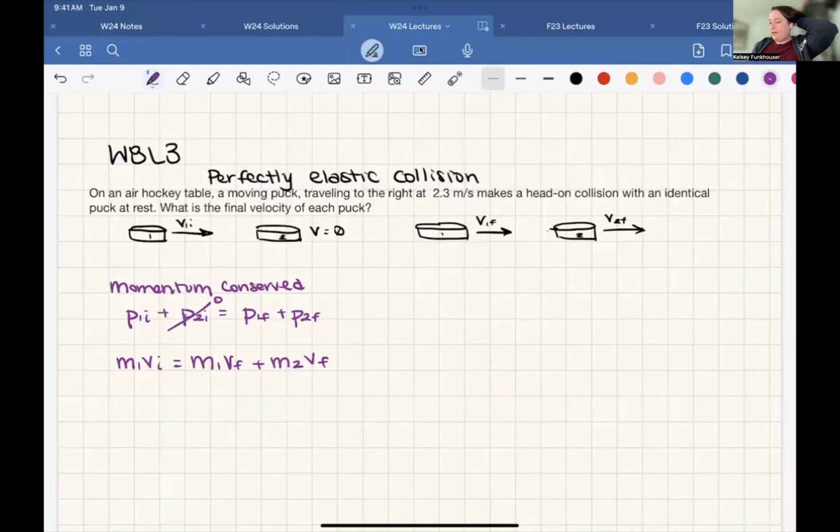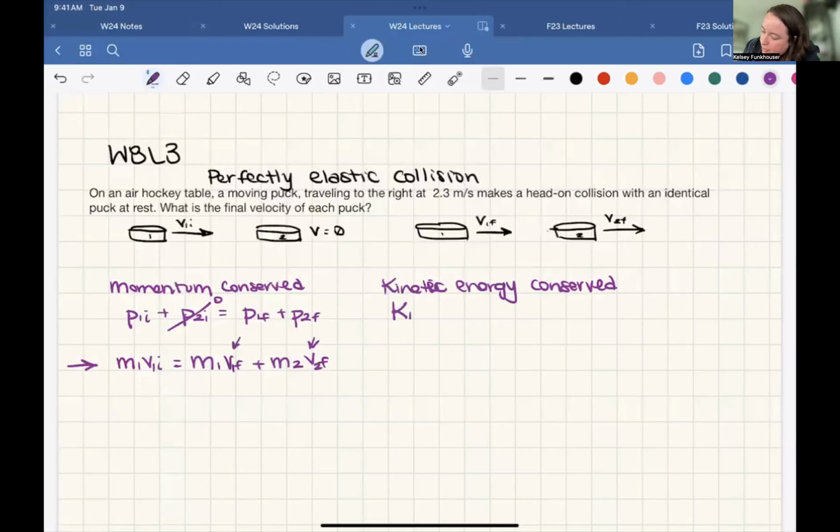So if we didn't have the option of using conservation of kinetic energy here, we would not have enough information because we don't know what either velocity is. Sorry, I should also write subscripts 1 and 2. So we need another equation. Conveniently, we have one. Kinetic energy is conserved.